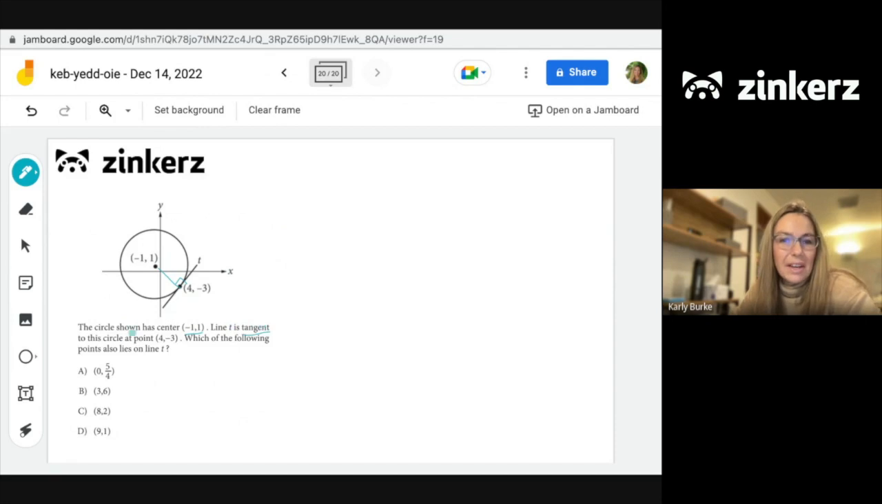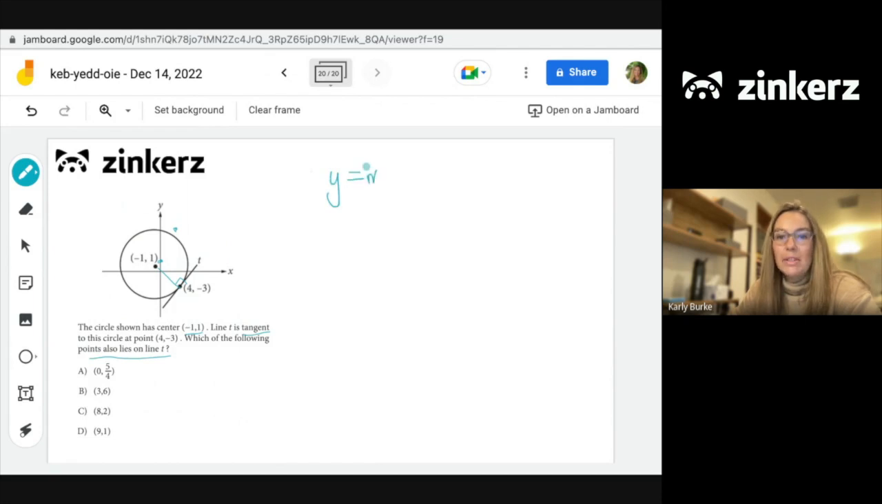Line T is tangent, and it goes to the point (4, -3). Which point also lies on line T? If you want to, you can do a little bit of elimination here. I can see (0, 5/4) is inside the circle, so that's not going to work. I can also eyeball (3, 6) and see that it's not near the circle. But then I'm still stuck with C and D, and I need to figure out which one of these is on line T. So the best way to do this is to just write an equation for line T.